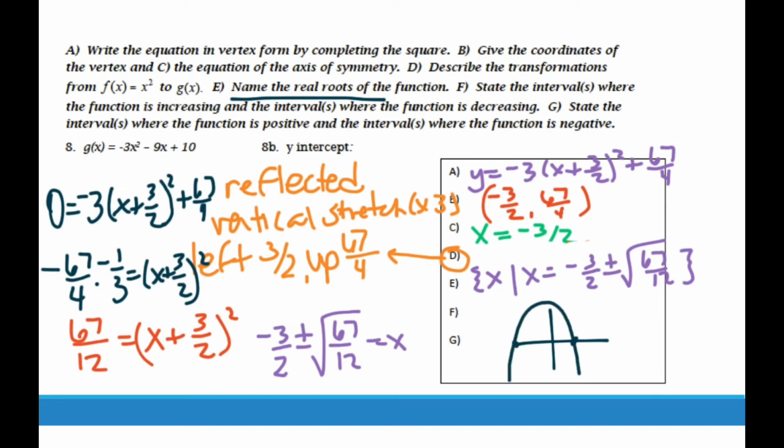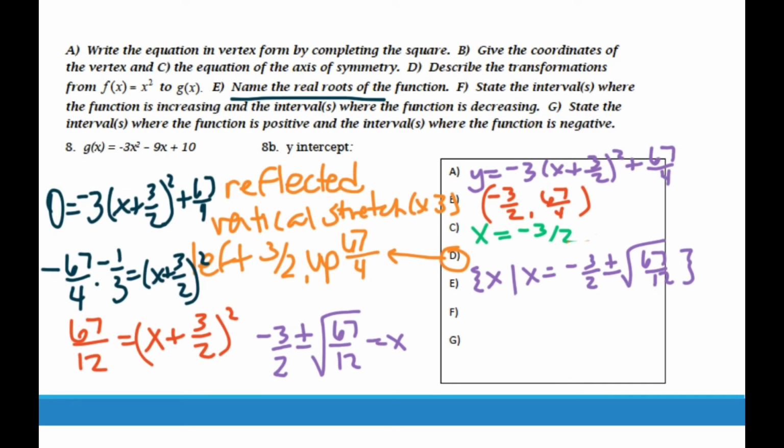It's going to have a max in case I'm being asked about that. The range will be from negative infinity to positive 67/4. So even though I'm not asking those questions, you would be able to tell me about those questions. You'll also need to think about that when you do the other parts of this problem.